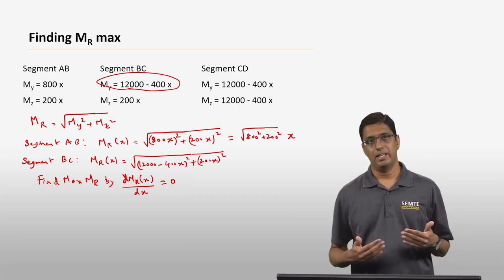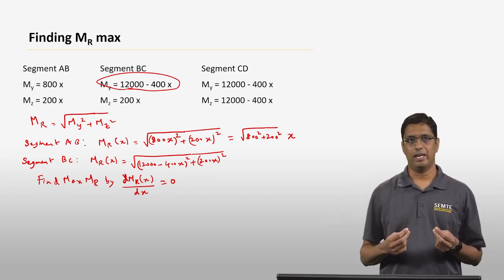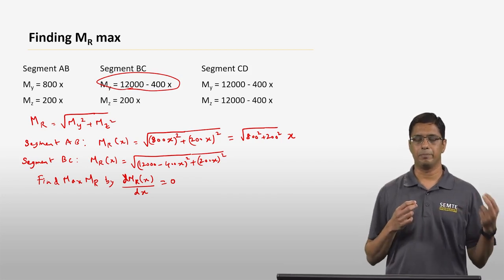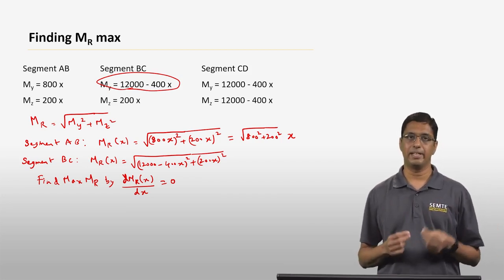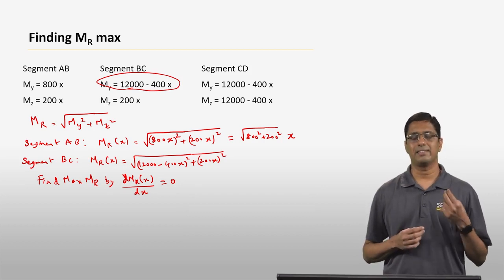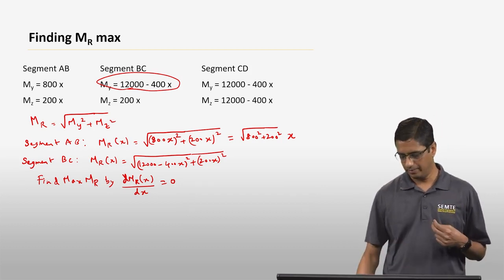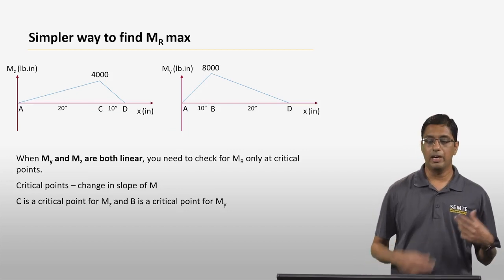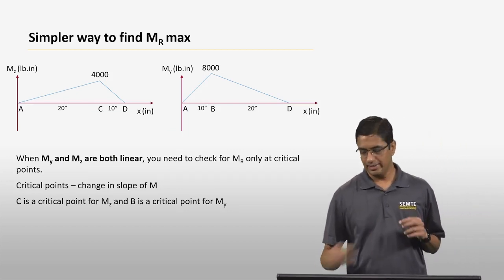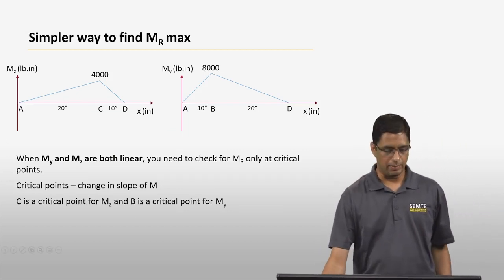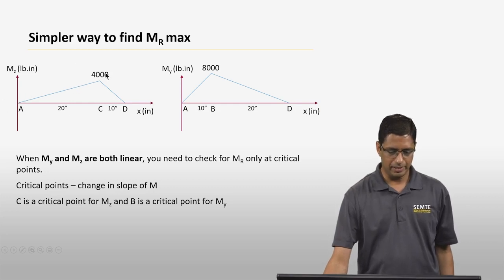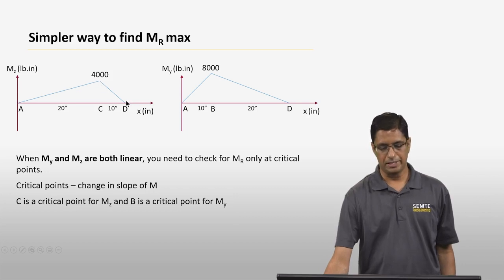Okay? But when the bending moment has only a linear dependence on x in all the segments, you have a slightly easier way to find MR or MR max. And that is what we are going to talk about next. So if you look at this particular problem, you have a linear segment for mz from A to C and also another linear segment from C to D. The same is true for my as well. So essentially you have a linear segment from A to B and another linear segment from B to D.